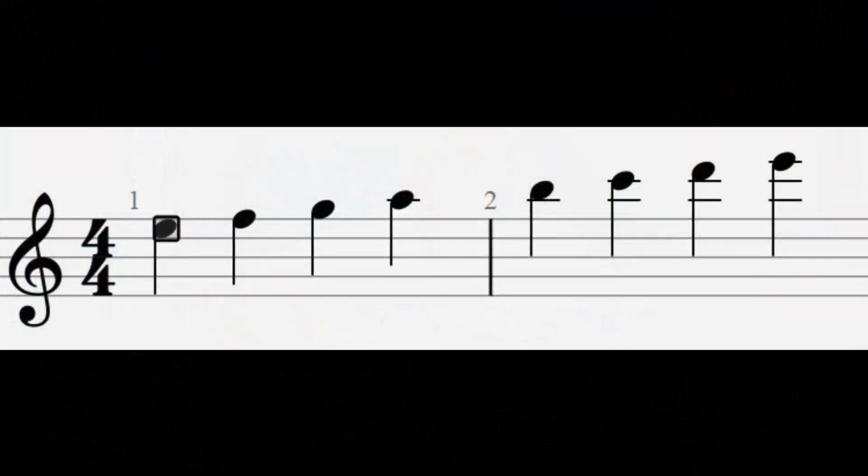So first ledger line A, above the first ledger line B, C is on the second ledger line, D on the space above the second ledger line, and 3 ledger lines up we come to an E. Okay, now the same thing happens at the bottom end of the stave as well.